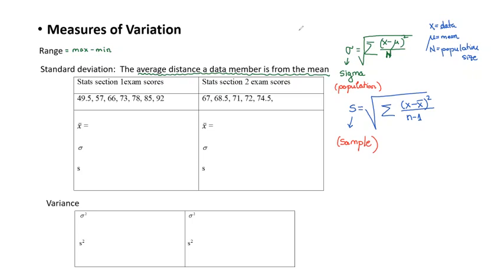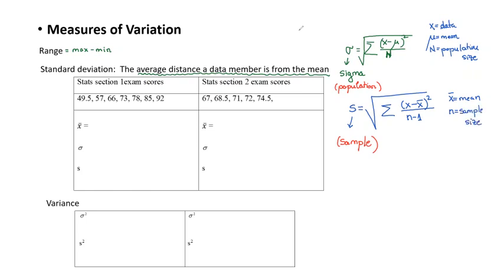First, let me make sure we write down here that x bar is the mean. And note, this is the mean, this is also the mean. But the first one is the mean when population is used. This one is the mean when sample is used. And N, lowercase n, is the sample size.